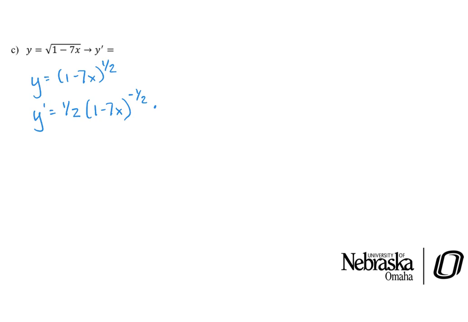So the derivative of 1 minus 7x is -7. Okay, now we can multiply these constants out front to combine them and simplify this a little bit. So 1/2 times -7 would be -7/2.